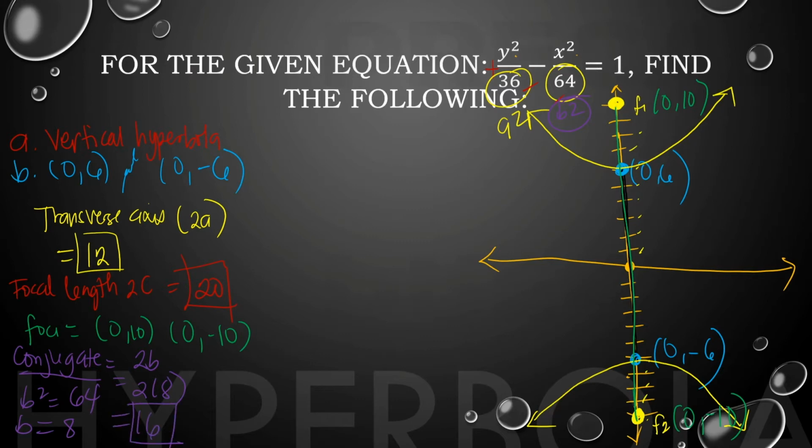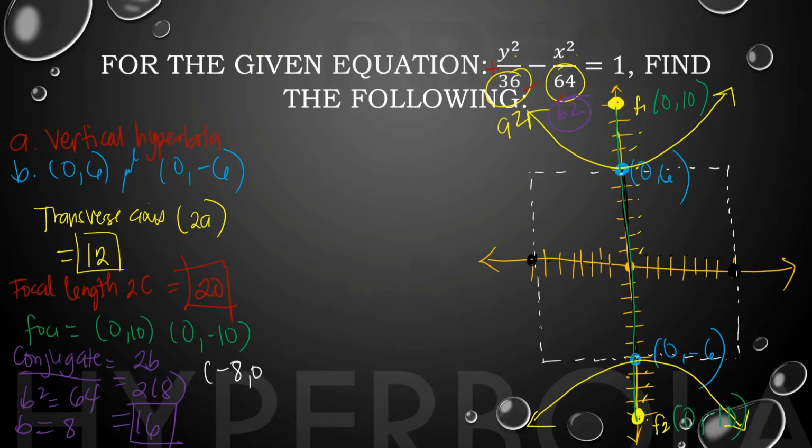So, bilang tayo ng 8 units from the center to the right and to the left. So, 1, 2, 3, 4, 5, 6, 7, 8. So, ito yung co-vertices. Co-vertex 1, 1, 2, 3, 4, 5, 6, 7, 8. And co-vertex 2. So, obviously, yung coordinates ng conjugate axis is at negative 8 and 0 and positive 8 and 0.